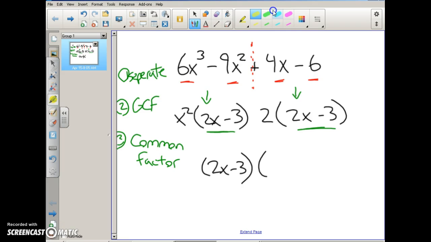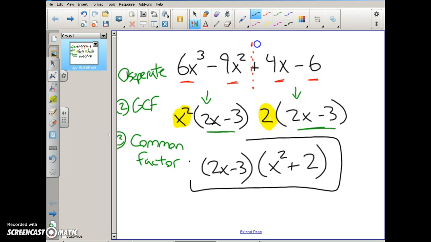What did I pull out using the GCF? I pulled out this x squared and this 2. Okay, so that is what I'm going to bring down. So I have my x squared. And then since this 2 is not negative, it's positive, and have an addition sign, plus 2, and that is finished. Okay, that is factored by grouping right here. Okay, so that problem is done.